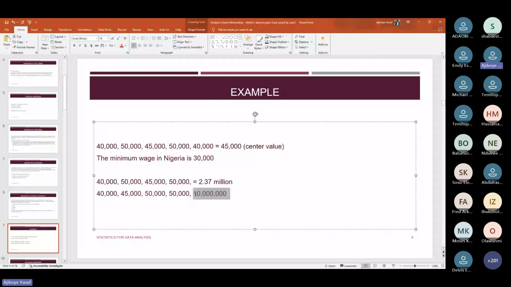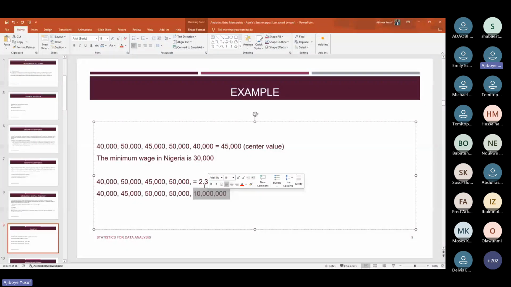But let's say we don't have outliers here. We have 40K, 50K, 45K, 50K, and 40K. So the average earning of these people is 45K. It's the center value, which is still fair. But if you throw in an outlier, it will be 2.37 million. It will look like they have money, whereas they don't. That is why in real life, whenever they are reporting things like income, salary, or anything that has to do with money spent, they use median.